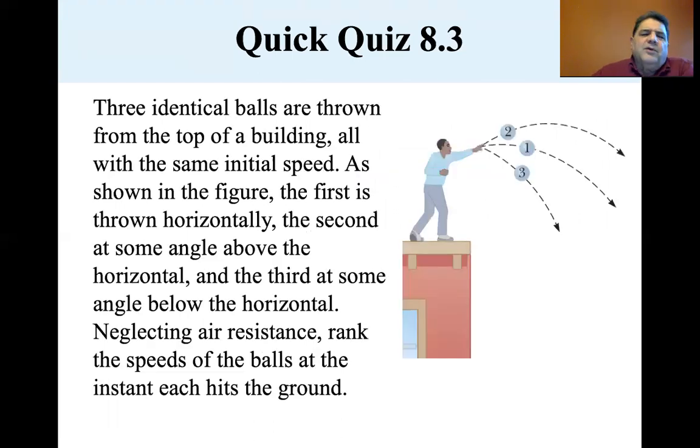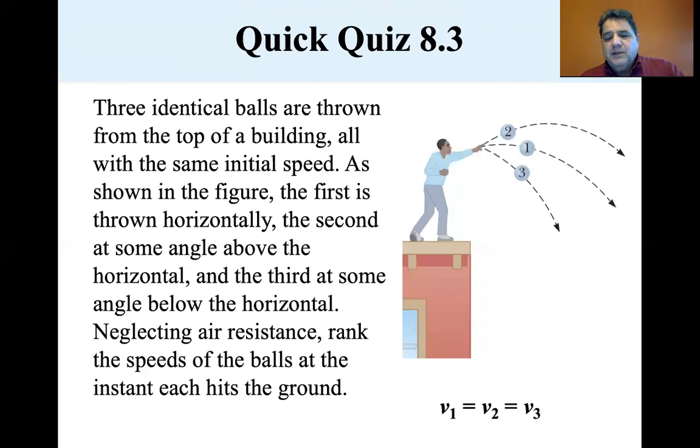Okay, 3 identical balls are thrown from the top of a building, all with the same initial speed as shown in the figure. The first is thrown horizontally, the second at some angle above the horizontal, and the third at some angle below the horizontal. Neglecting air resistance, rank the speeds of the balls at the instant each hits the ground. We're going to find out that they're all equal.